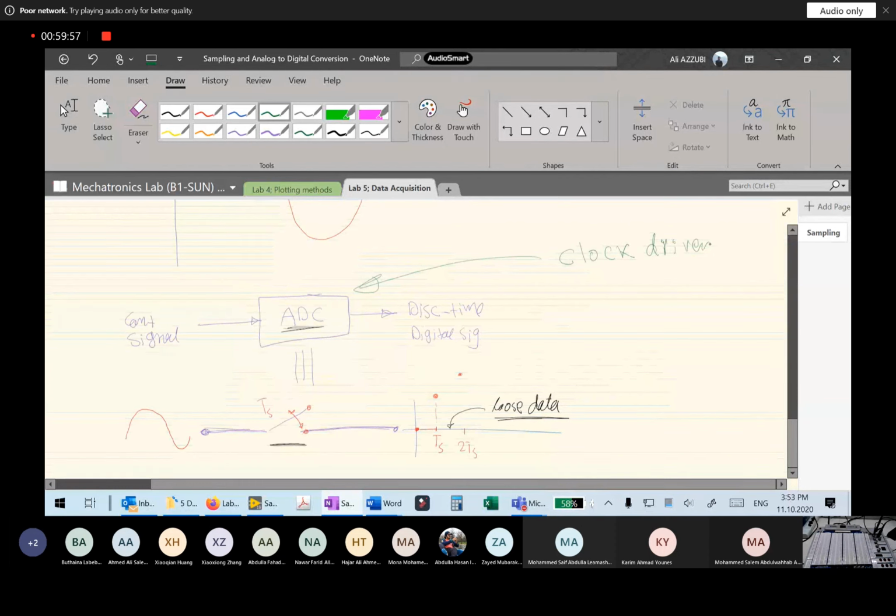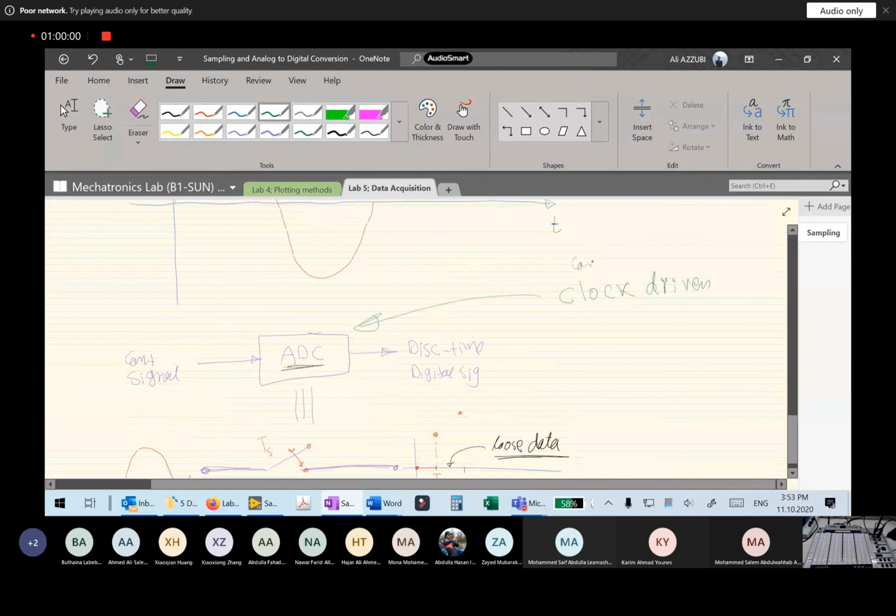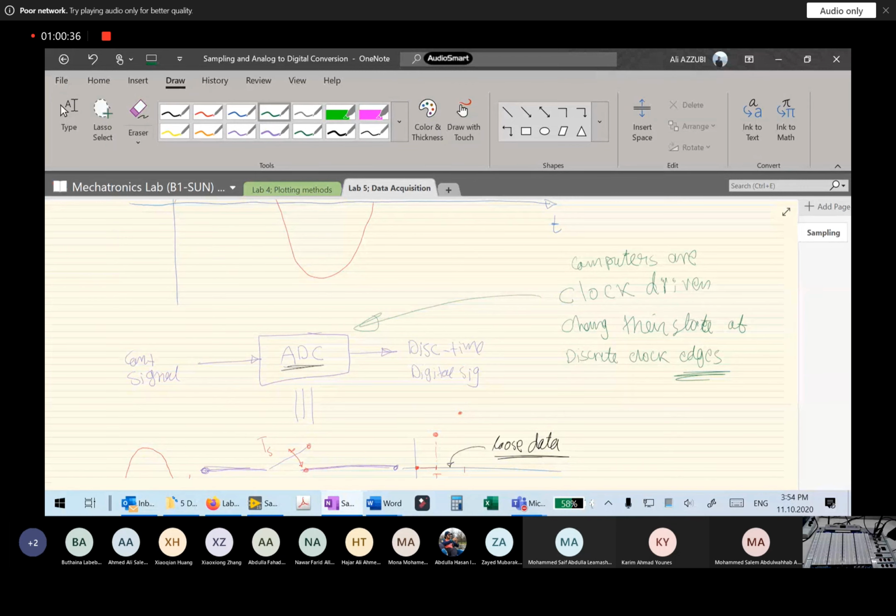Computers are clock driven. This means they change their state at discrete clock edges or instance levels. Now to further understand this, you have to study some computer science, so I'm going to skip that.